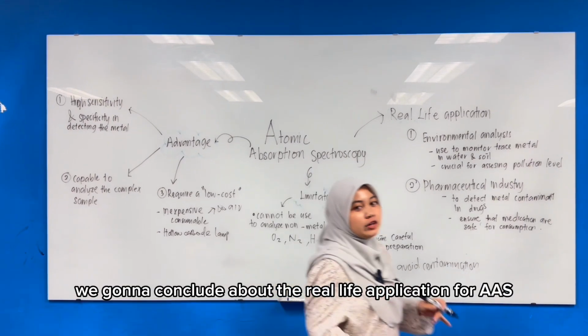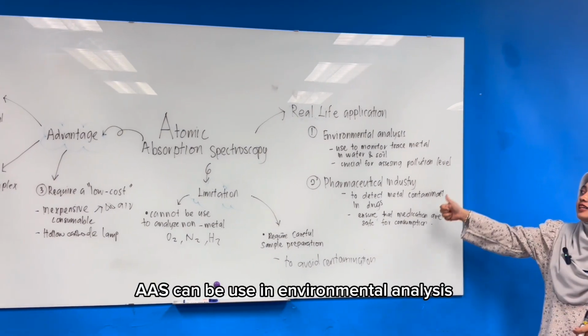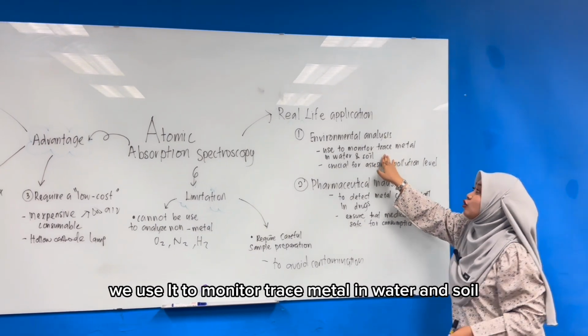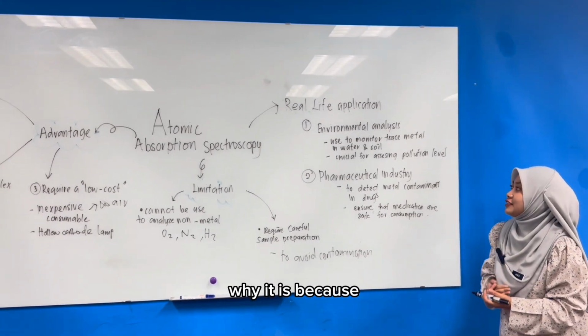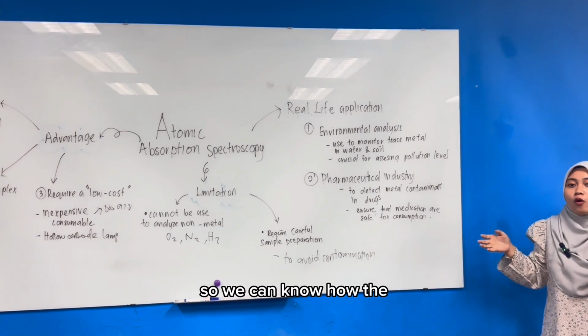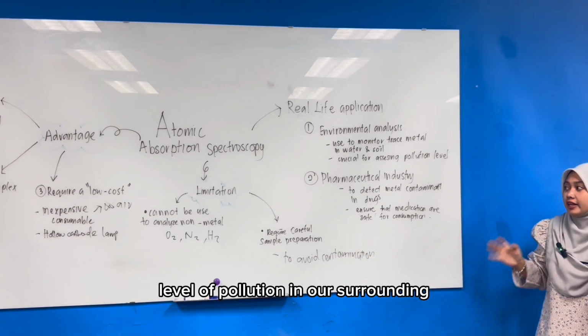Okay, we're going to continue with the real life applications of AAS. First, AAS can be used in environmental analysis. For example, we use it to monitor trace metals in water and soil. Why? It is crucial for us to assess the pollution level, so we can know the level of pollution in our surroundings.